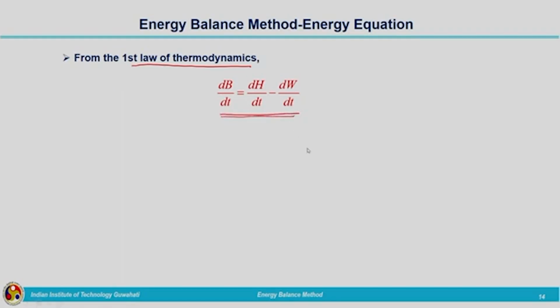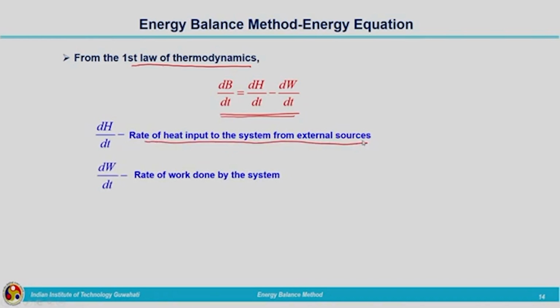The detailed explanation related to this we have seen while deriving the energy equation. So, dH by dt is the rate of heat input to the system from external sources. dW by dt is the rate of work done by the system. The difference between dH by dt and dW by dt is giving you the time rate of change of extensive property. Here in this case, the extensive property is the total energy.